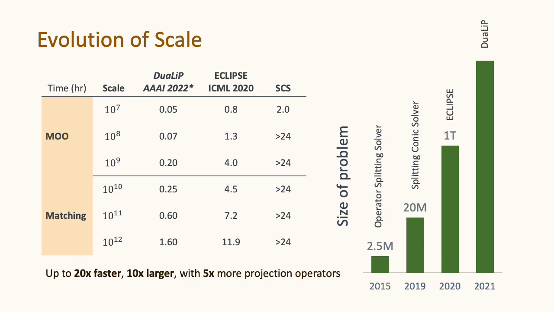The second metric of interest is the scale of the solver. DuaLip is not just 20 times faster, but it can solve problems almost 10 times larger and supports 5 times more projection operators than any other alternative solution. It has been used internally to solve problems with 100 trillion variables. This has also unlocked a lot of new marketplace applications that simply could not be solved by previous solvers.